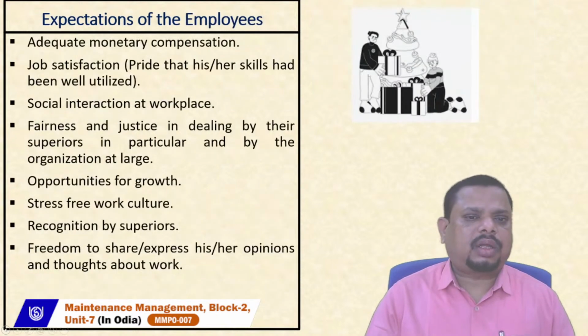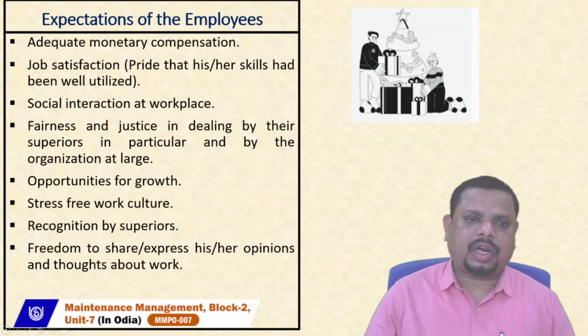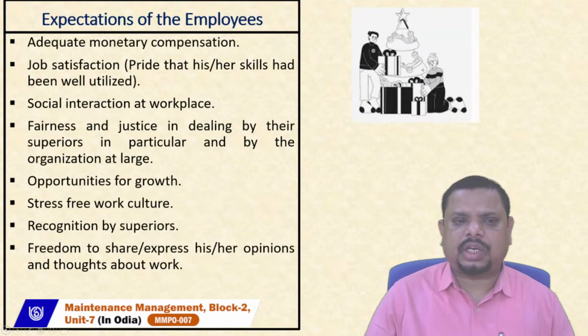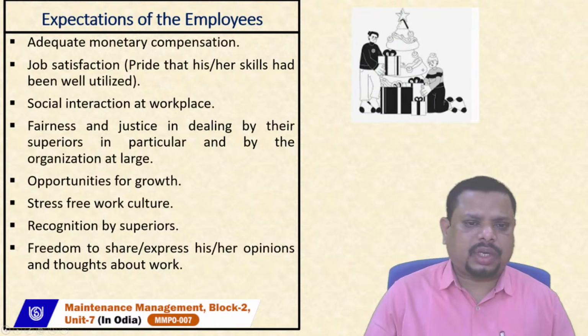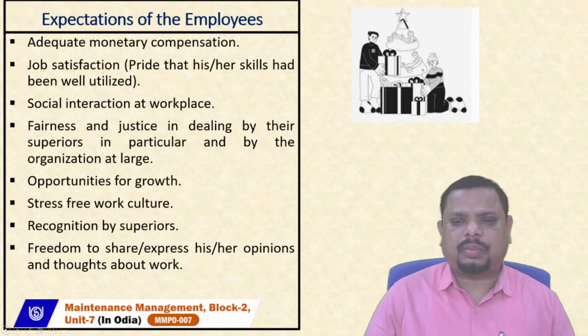Moving to the next one. The next one is expectation of employees. So the first and most important expectation is monetary compensation, or you can simply say adequate monetary compensation should be provided for the employees. Then there is the company which provides better job satisfaction to balance their work life as well as family life. That is why many companies provide a large amount of job satisfaction, and employees also take pride in those companies.